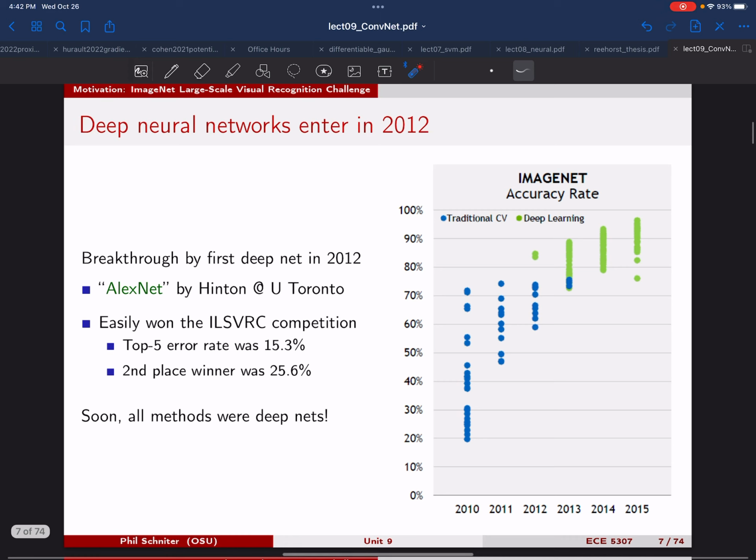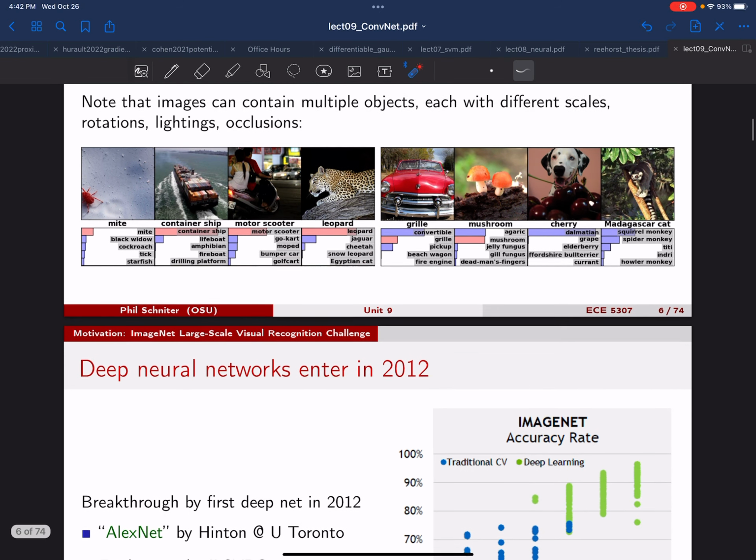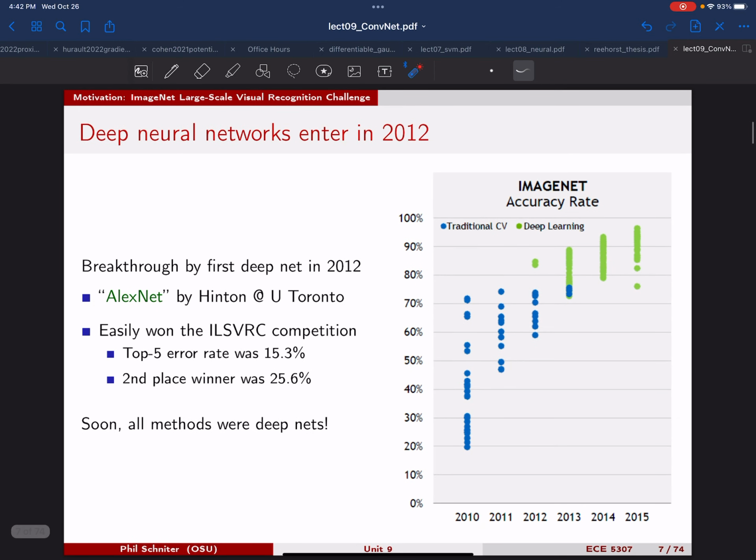But this is essentially what happened over the first 6 years, and this is the classification accuracy. I think this is the top 5 error rate. So basically, if the true class is within your top 5, you get credit. If not, you don't. And so, as you can see, in 2010, the different competitors were scoring between 20 and low 70s, and got a little bit better the next year.